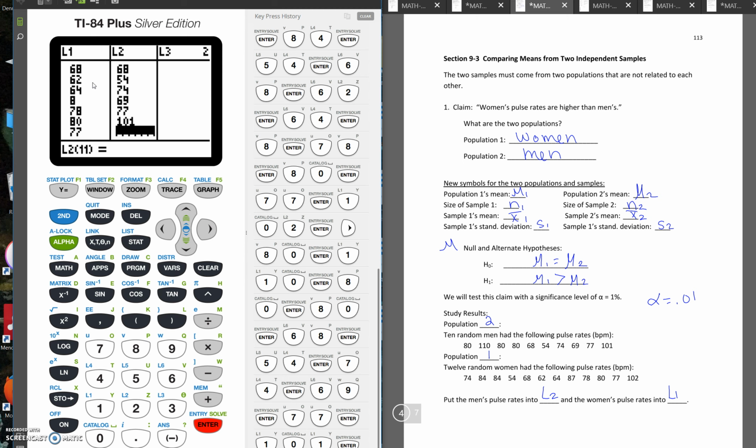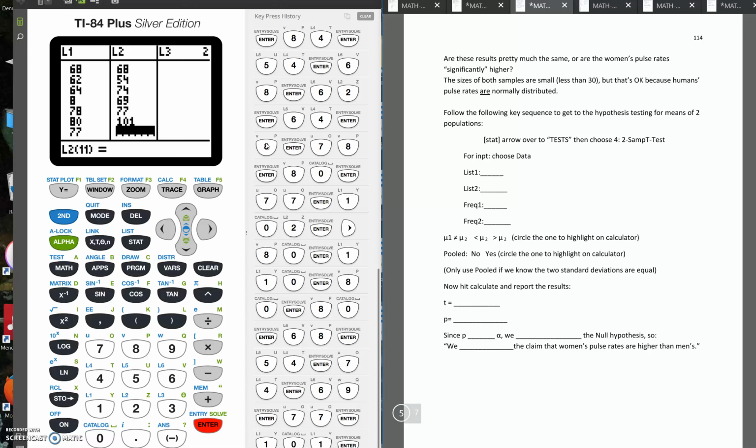Okay, so we have the 12 women's pulse values in L1 and the men's in L2. Notice that n1 and n2 don't have to be equal. Sometimes it may not be possible to get the exact same sample sizes, and that's okay. We want to know: are these results pretty much the same, or are the women's pulse rates significantly higher? Both of the sample sizes are pretty small, but since humans' pulse rates are normally distributed, that's okay.